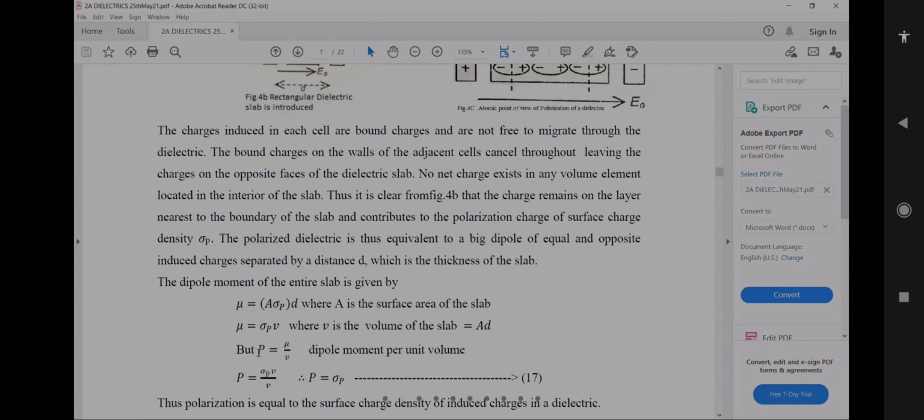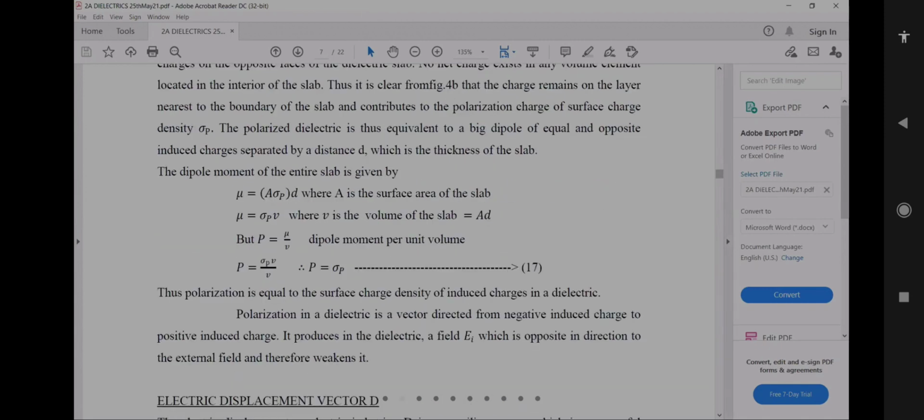But here P is equal to mu by V, dipole moment per unit volume. P is the polarization. Therefore, P is equal to sigma p V by V. Then V cancels, and P is equal to sigma p. Thus, polarization is equal to the surface charge density of induced charges in a dielectric.